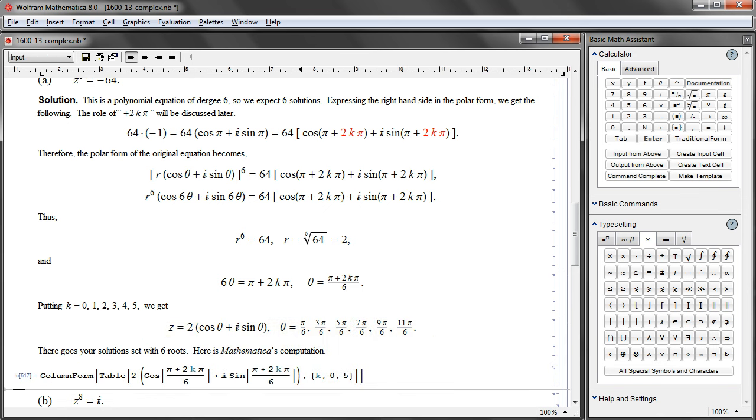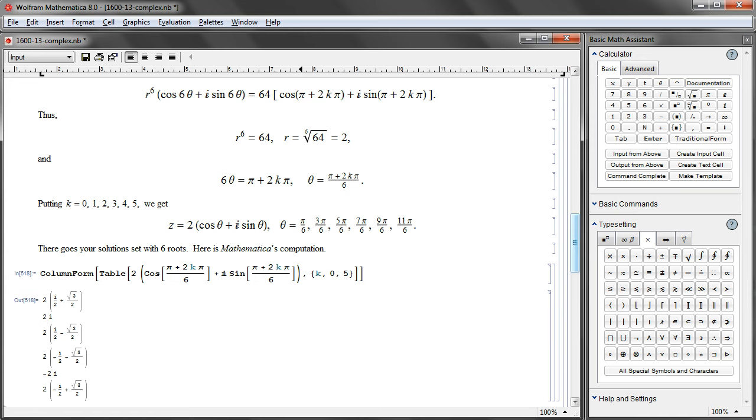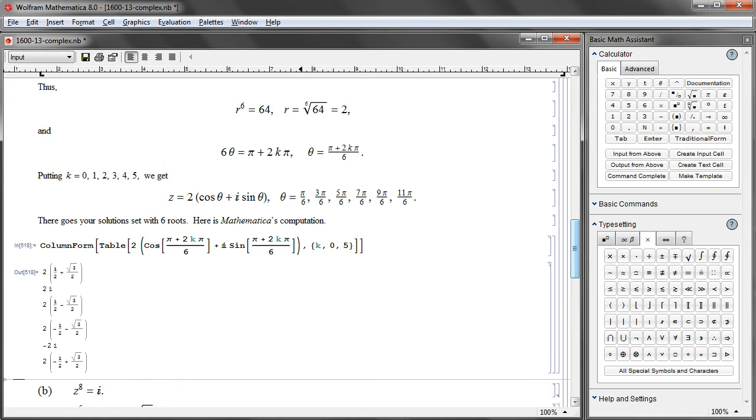By the way, I just inserted a mathematical program to calculate all these values and simplify, and let's run it. And actually we have these 6 solutions. 2 times (i over 2 plus square root 3 over 2), that's the first solution when the k value is equal to 0. And case 1, case 2, case 3, case 4, and case 5, we have all these 6 solutions as listed here.